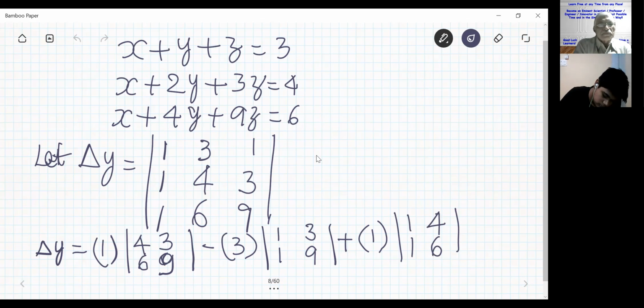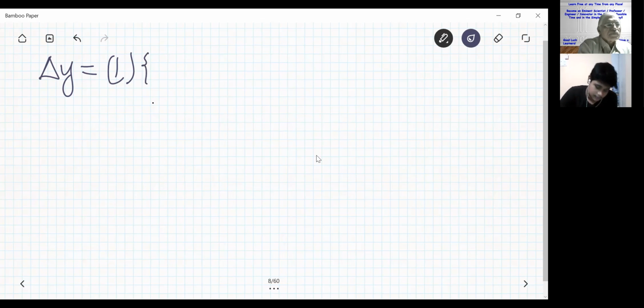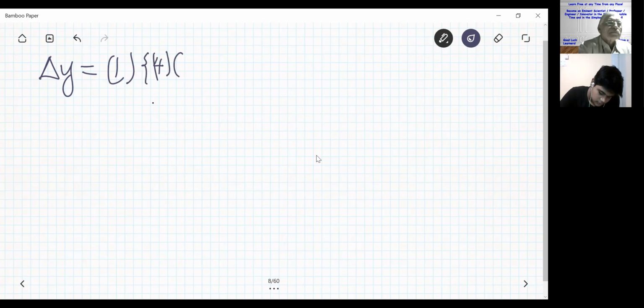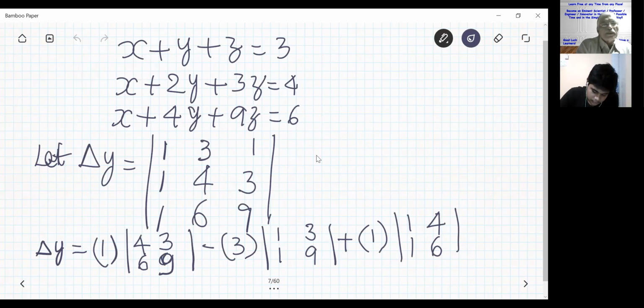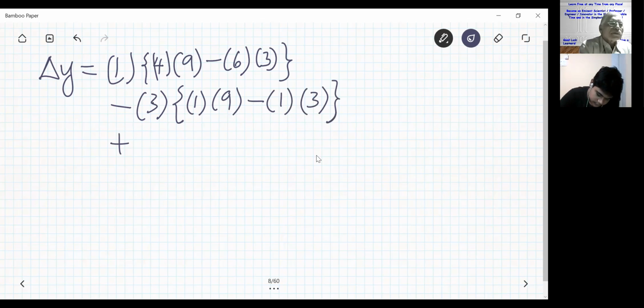So delta Y is equal to 1 into 4 into 9 minus 6 into 3, minus 3 into 1 into 9 minus 1 into 3, plus 1 into 1 into 6 minus 1 into 4.